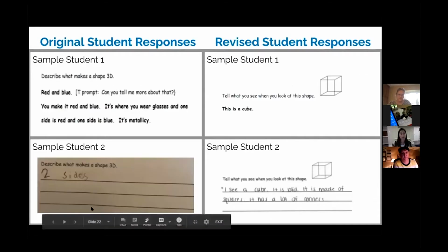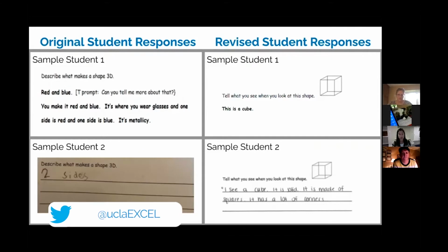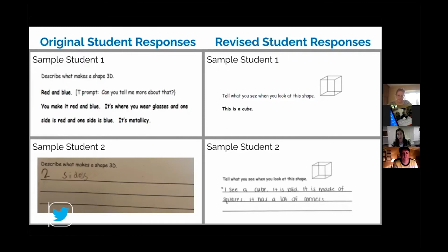When we look at the 3D shape question, you can see that our English language learner was able to identify the shape as a cube. So it did tell me that she did learn something or know something about 3D shapes. And then again, the native English speaker was able to tell me that it was a cube, it was solid, made up of squares, and had lots of corners. So just that use of a visual representation and rephrasing that question for them drastically changed my student output and what I was learning about them as a math learner.